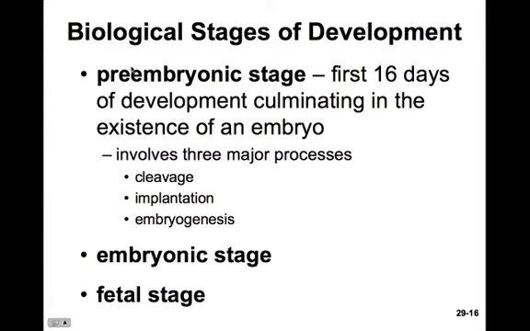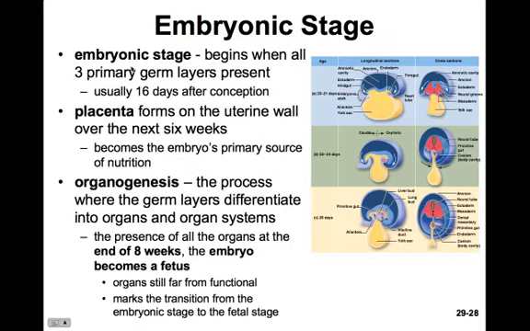So in the last section, we considered the first stage of biological development. That was the pre-embryonic stage, the first 16 days, where we considered cleavage, implantation, and embryogenesis. Now we'll move on to the embryonic stage. The embryonic stage begins when all three primary germ layers are present. Usually that's about 16 days after conception, and the conceptus has implanted on the uterine wall.